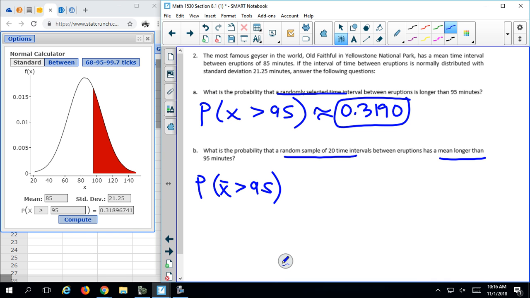So I know the mean of those sample means. If I took every possible sample of size 20, I know that the mean is going to be the same. And I know the standard deviation is related with this formula. I'll take the old standard deviation and divide by the square root of the sample size. So the question is, can I do this problem with the normal distribution? Are they normally distributed? Are the sample means normally distributed?